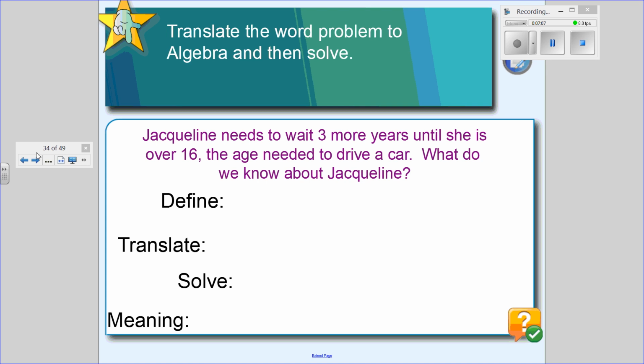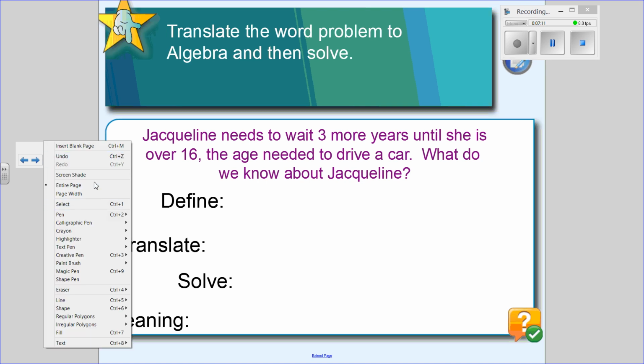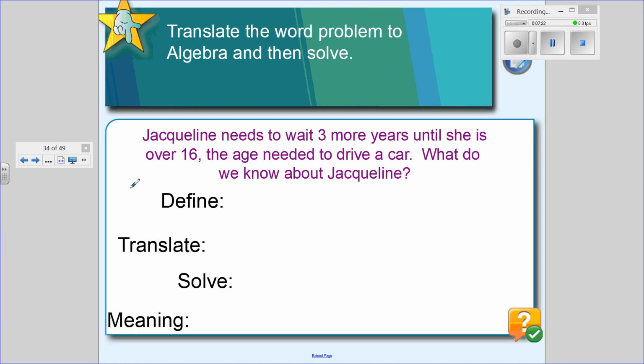So we are going to, just like we did in unit 2, and then unit 4 again, define a variable. We're going to translate to an equation and then solve that equation and then try to decipher some meaning. So first thing we have to do when we read about Jacqueline here is define what is the unknown and what does it stand for. Jacqueline needs to wait 3 more years until she is over 16, the age needed to drive a car.